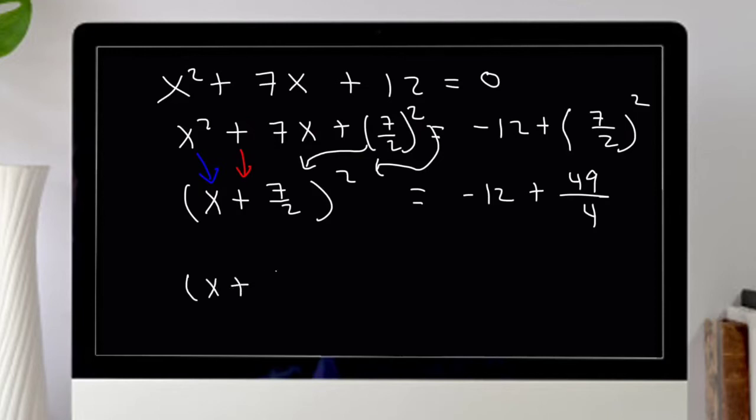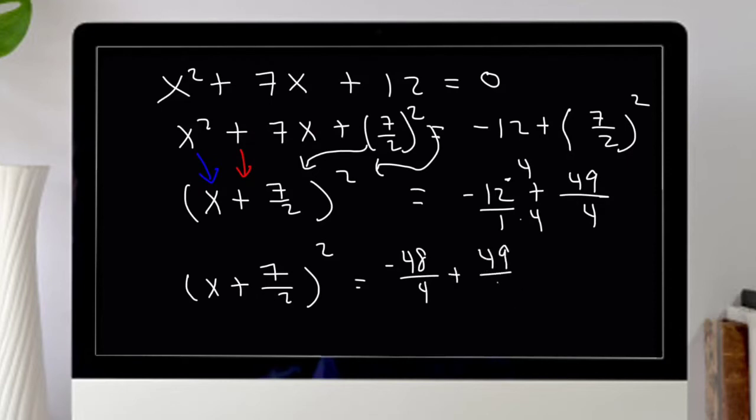So what we need to do is add -12 plus 49/4. So let's put this over 1. In order to add those two fractions, we need to get common denominators. So we're going to multiply negative 12 and 1 by 4. So this is going to give us negative 48 over 4, which is still equivalent to 12, by the way, and then plus 49 over 4. Negative 48 plus 49 is equal to positive 1. So we get 1 over 4.